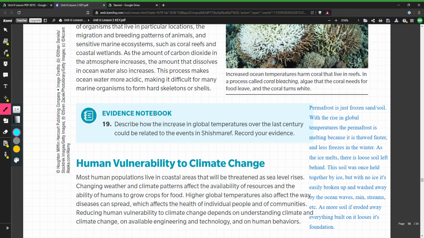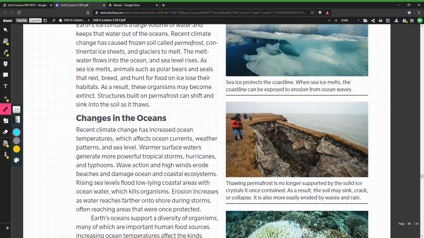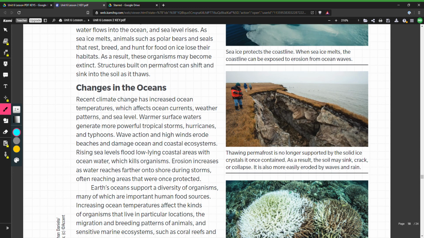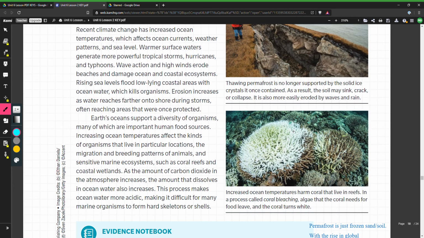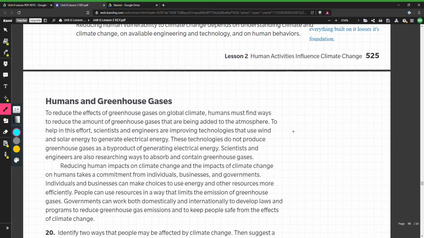So how could the increase in global temperatures over the last century be related to the events in this town in Alaska? Worldwide, the ice is melting, and that town is built on permafrost, and this is just ice, so it's melting. As the Earth has warmed a lot over the past 100 years, a lot of that land has been lost because it keeps melting.